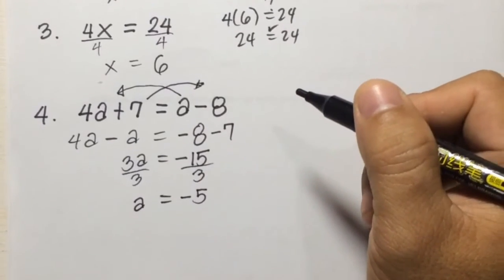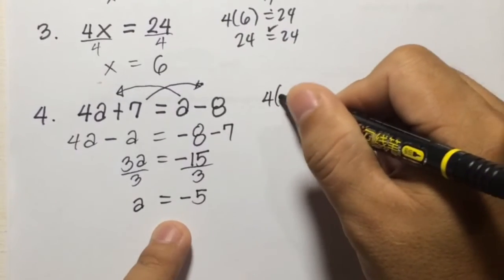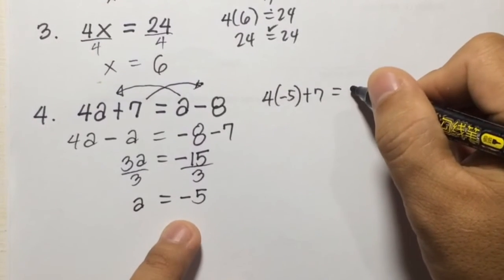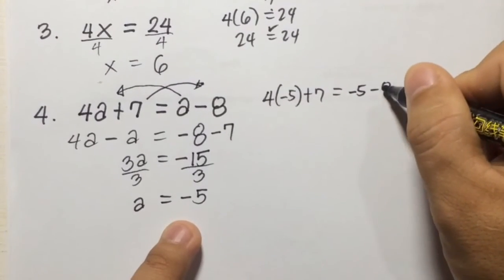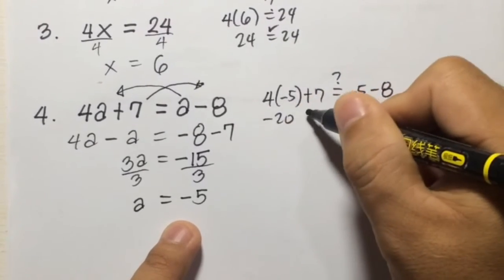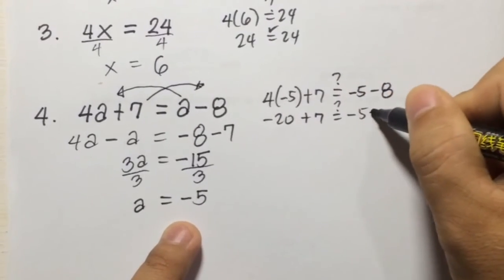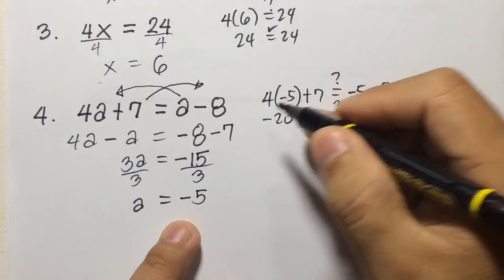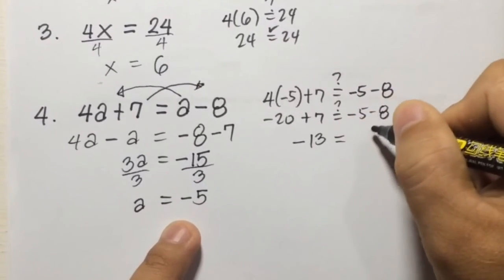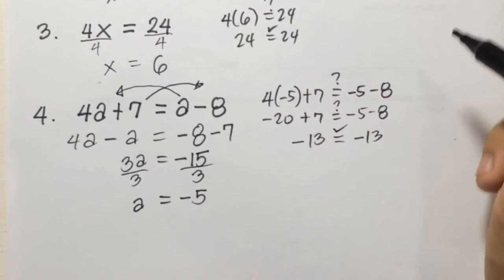Now to check if your answer is correct, you're going to have here 4 times a, which is negative 5, then plus 7 equals negative 5 minus 8. Now 4 times negative 5 is negative 20. Then plus 7, is it equal to negative 5 minus 8? So negative 20 plus 7 is negative 13. Then negative 5 minus 8 is negative 13. So you got the correct answer.